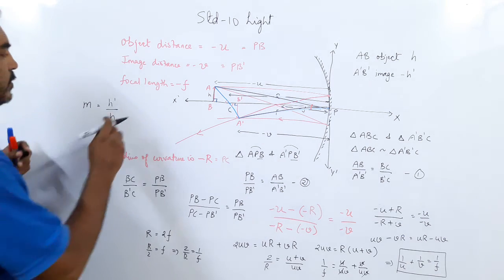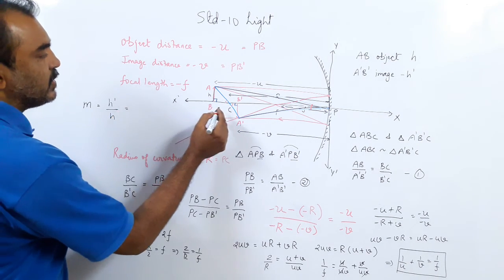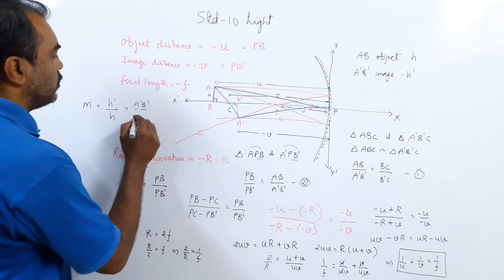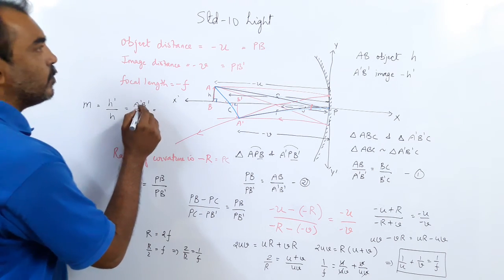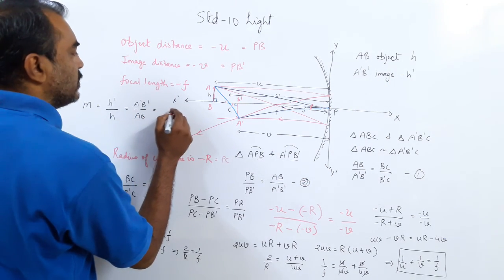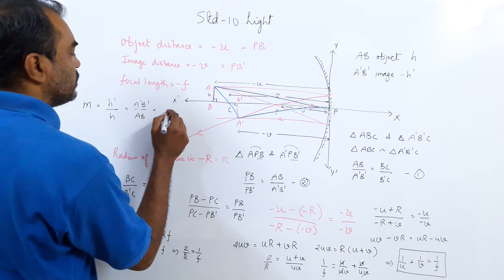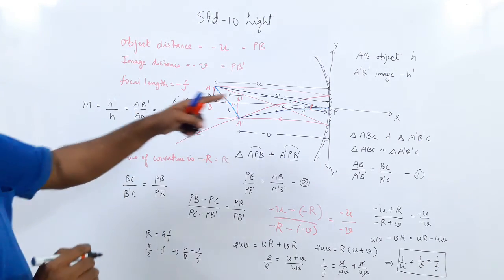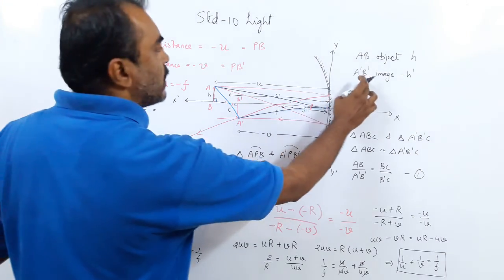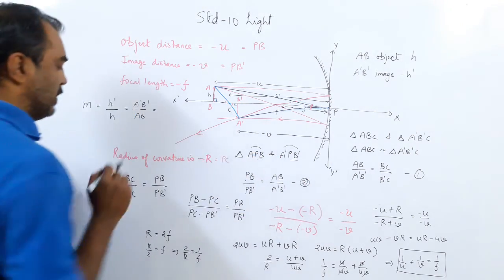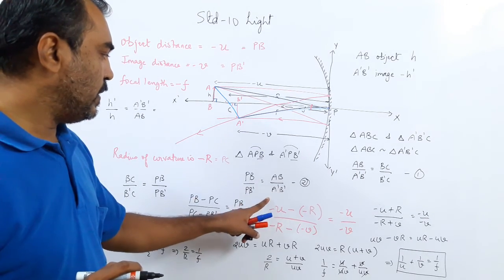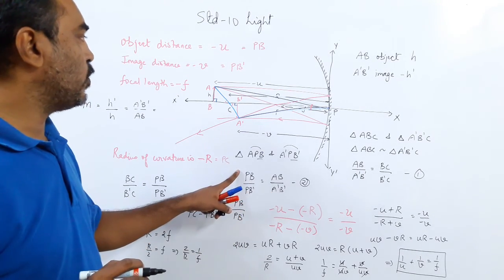Now you can see here, what is the image height? A prime B prime, and the object height is AB. But A prime B prime is what? Minus h prime in this case. So what we have got, the magnification is h prime upon h. h prime is A prime B prime, and h is AB. Now we also have A prime B prime upon AB is PB prime upon PB.